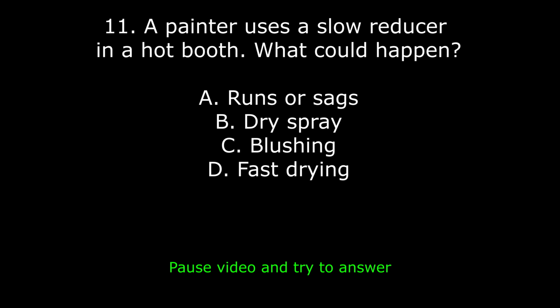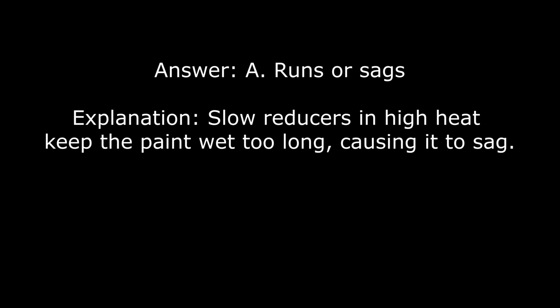11. A painter uses a slow reducer in a hot booth. What could happen? A. Runs or sags. B. Dry spray. C. Blushing. D. Fast drying. Answer: A. Runs or sags. Explanation: slow reducers in high heat keep the paint wet too long, causing it to sag.